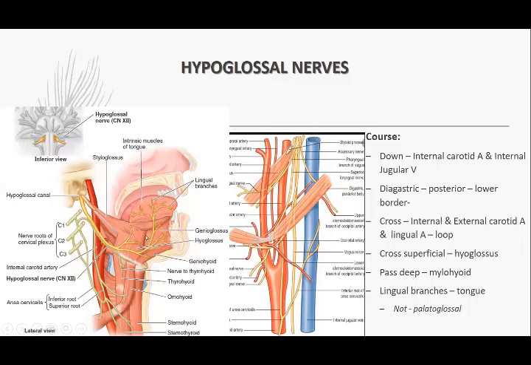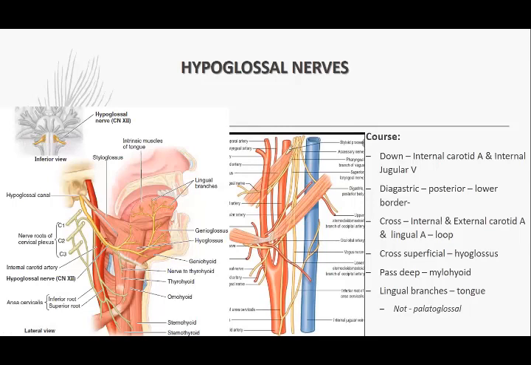Here it passes deep to the mylohyoid, and finally it breaks up into branches. These branches supply the muscles of the tongue, all the muscles of the tongue except palatoglossus, which is basically a muscle of the palate. Okay?